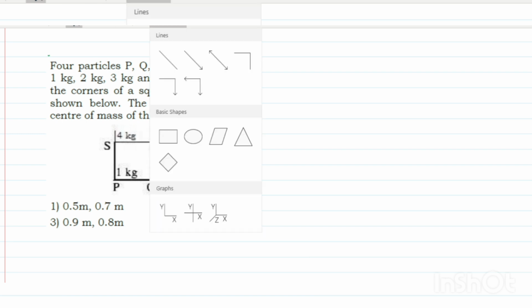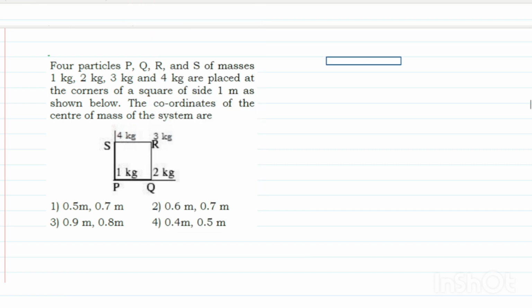Now here one square system is given, students. The square is located along the x-axis you can take, and the y-axis you can take. Here this is point P, this is point Q, and R point is given, and S point is given. The corners of the square have side 1 meter, students. Here each side is 1 meter.